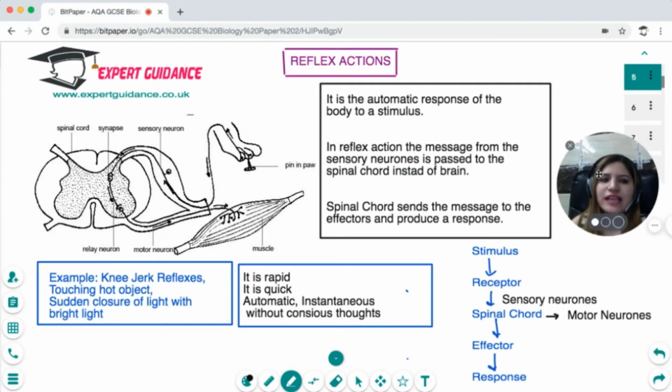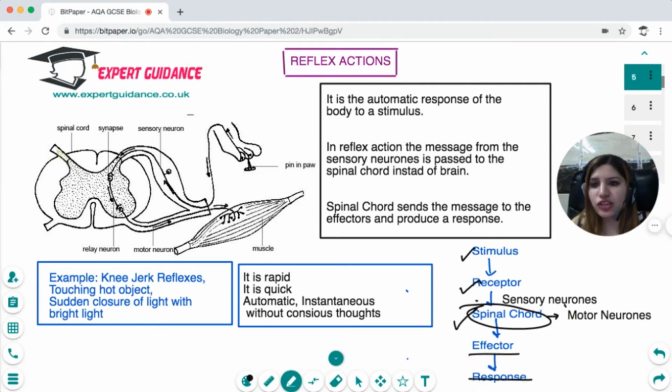Next is a reflex action. At times you must have seen that you touch something hot, you immediately remove your hand, and after you have removed your hand, you realize that you have taken an action. You take that action, which is automated, without even thinking, because your body's receptors have already detected it and found that it's an emergency situation. And what do they do? They send the message to the spinal cord and not to the brain. So there's a stimulus detected by the receptors. The receptor sends the message via the sensory neuron to the spinal cord, remember, not to the brain, and then to the effectors, which produce a response. So you can see here it's the spinal cord.